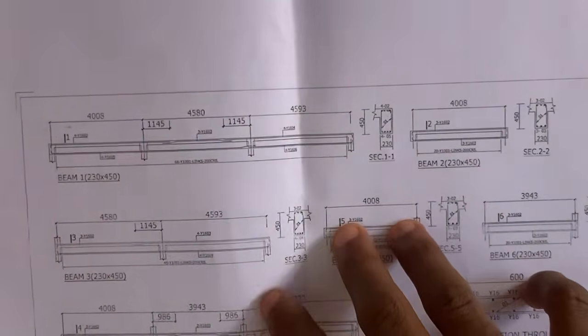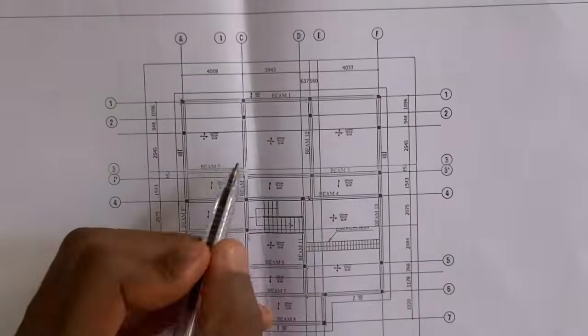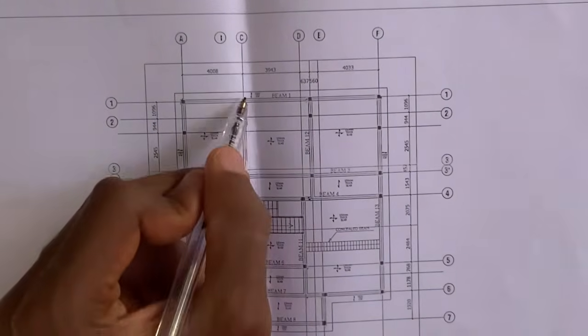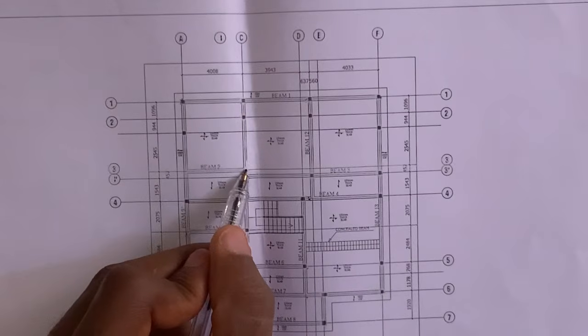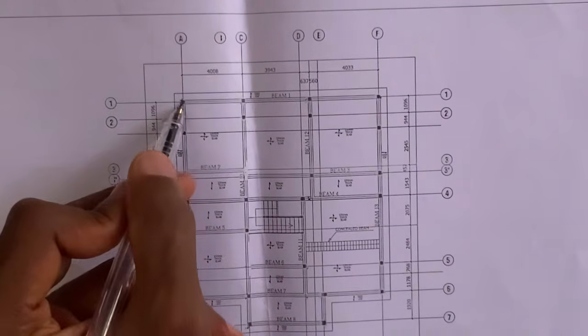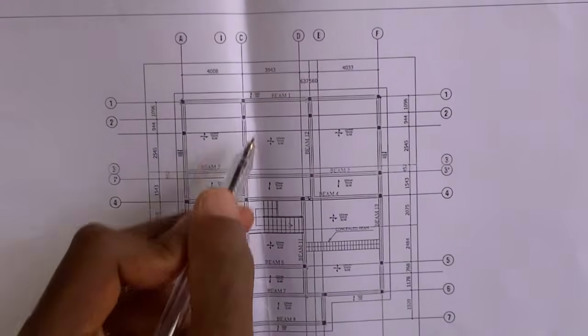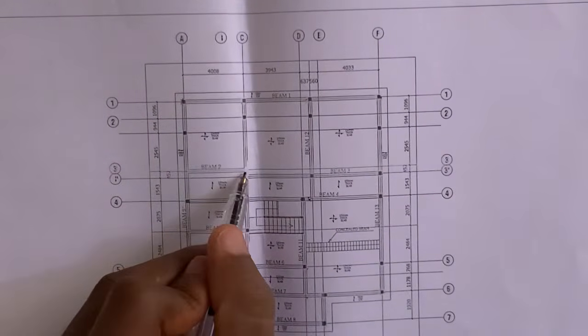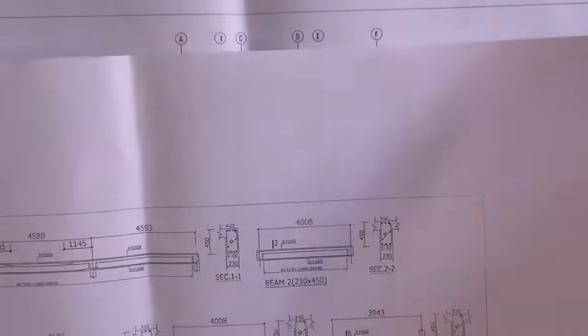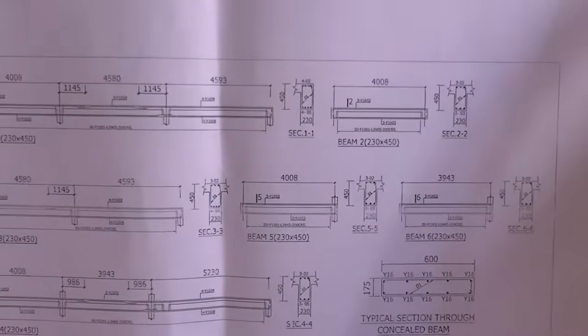Now let us go to beam 2. You can see that this is what we have in beam 2. Beam 2 lines from this point down to this point, right? It is intersecting the concrete for this beam here and the concrete for this beam here. So this is beam 2. Now let us see in our drawing if what they've given us as beam 2 is correct.